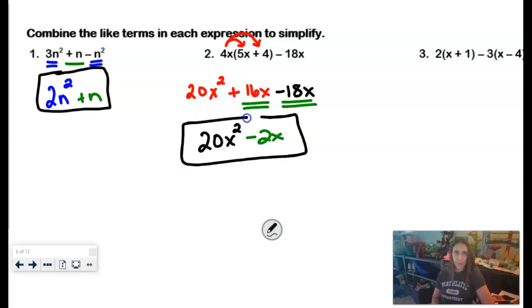If you have a different order, that's totally fine. Sometimes I get kids saying things like plus negative 2x. That's fine. It's just kind of weird. That's all. Oop, why am I switching slides? I'm not done yet.